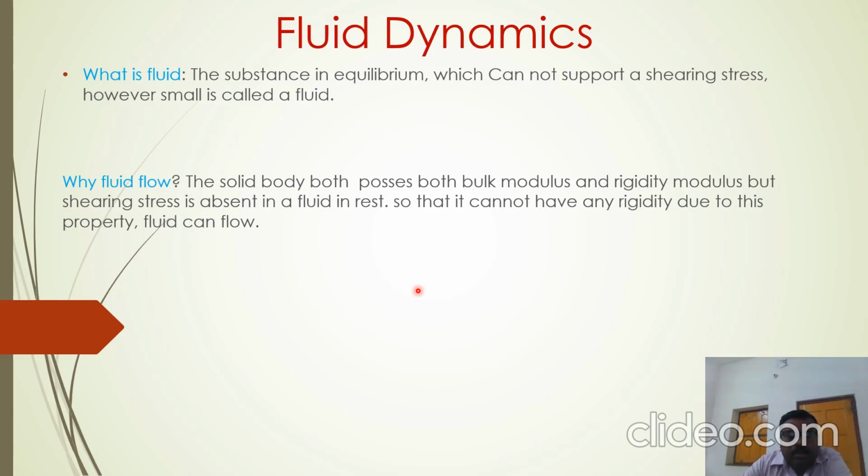Before going to discuss the Navier-Stokes equation, we have to recall what a fluid is and why a fluid flows. The substance in equilibrium which cannot support a shearing stress, however small, is called a fluid. But why does a fluid flow? A solid body possesses both bulk modulus and rigidity modulus, but shearing stress is absent in a fluid at rest, so it cannot have any rigidity due to this property. Thus, for this reason, a fluid can flow.